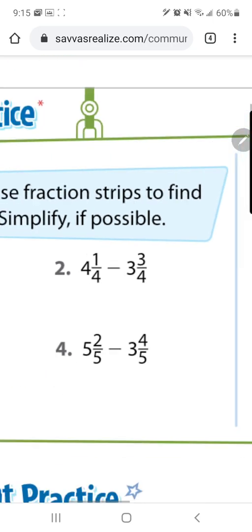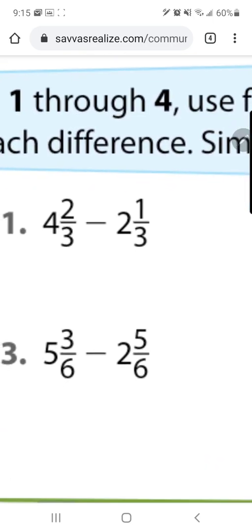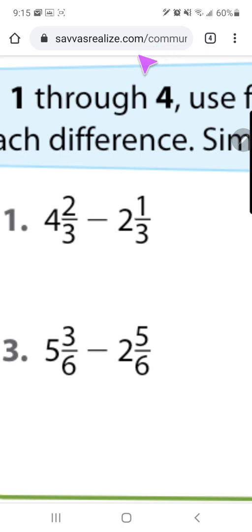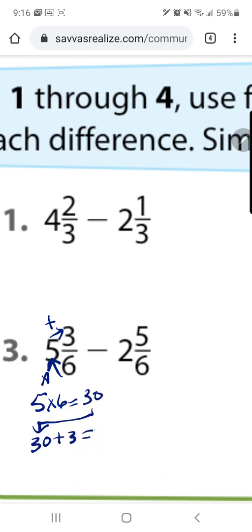Moving on. Number 3. So on number 3, we've got the same thing again. Notice here, you've got 3, and you can't subtract 5 from 3, right? Even though the denominators are the same, you can't subtract 5 from 3. So you have to change this mixed number into an improper fraction. So how do you do it? Multiply 6 times 5 and then add 3. It's like saying this: 5 times 6 equals 30. And then to that 30, you add the numerator 3, which is 33. And that's your new numerator for the improper fraction.